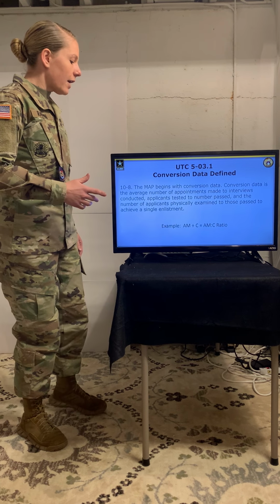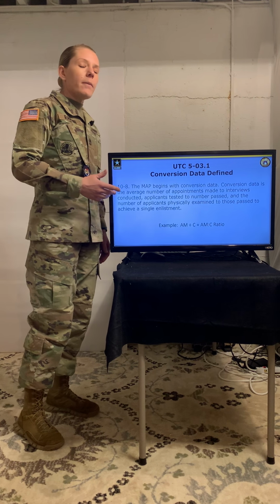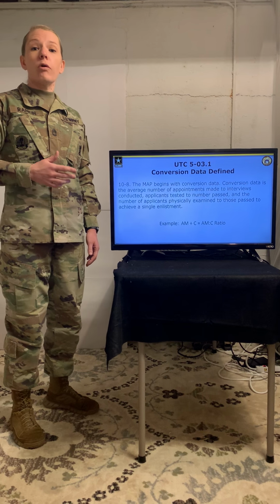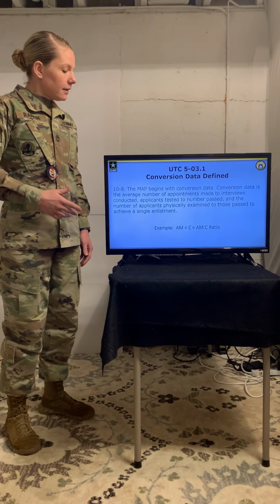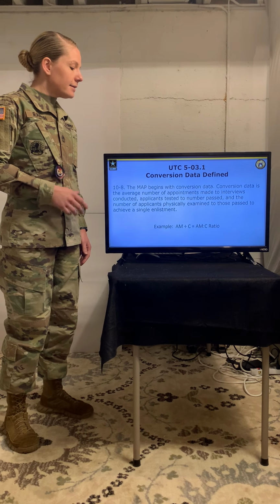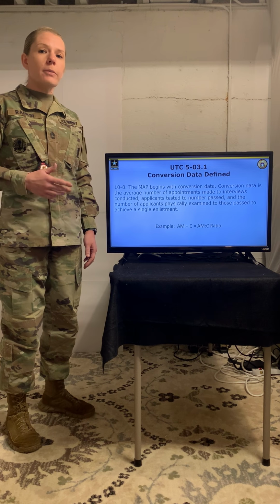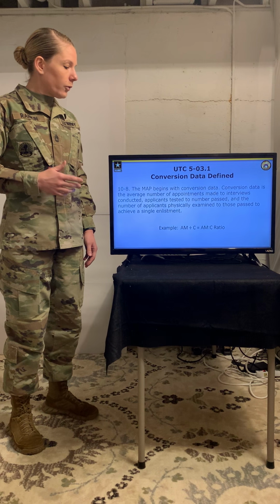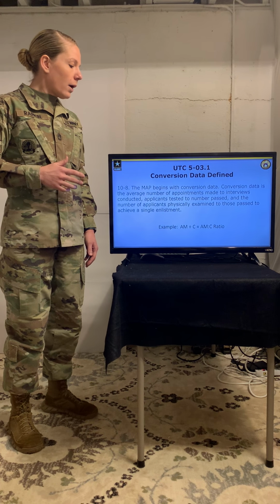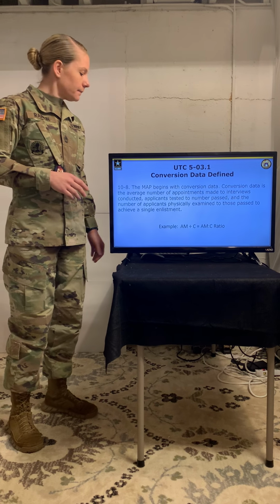We have an example provided for us. It's using appointment makes, showing us the formula for conversion data. So it's saying appointment makes divided by our contracts equals our number of appointment makes that will be required, our ratio.